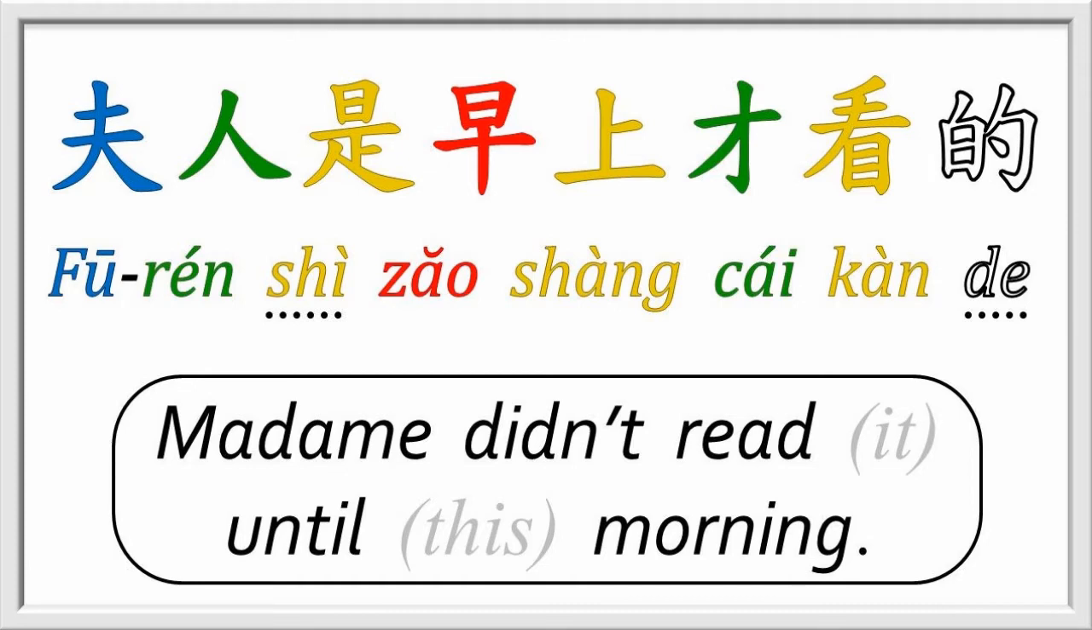Our next sentence uses the 是的 pattern again, along with 才, meaning potentially, not yet, not until in English. 夫人是早上才看的. Madam didn't read your message until this morning. You thought she read it immediately after you'd sent it. But no, she apparently was preoccupied with other things at the time. 夫人是早上才看的. We assume 早上 means this morning here, so this sentence would be construed as past time.